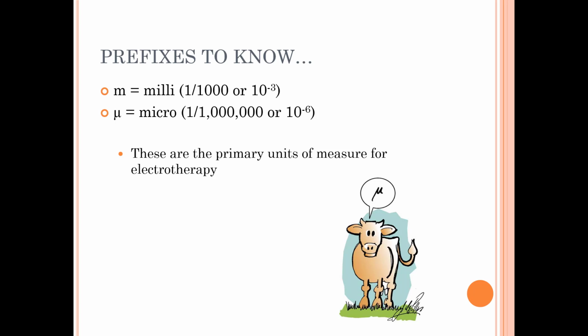Mu is the 12th letter of the Greek alphabet. Mu is the prefix for micro, or 1/1,000,000th. These two prefixes are commonly used in units of measurement for electrical therapy. You may see them frequently within the context of this information.